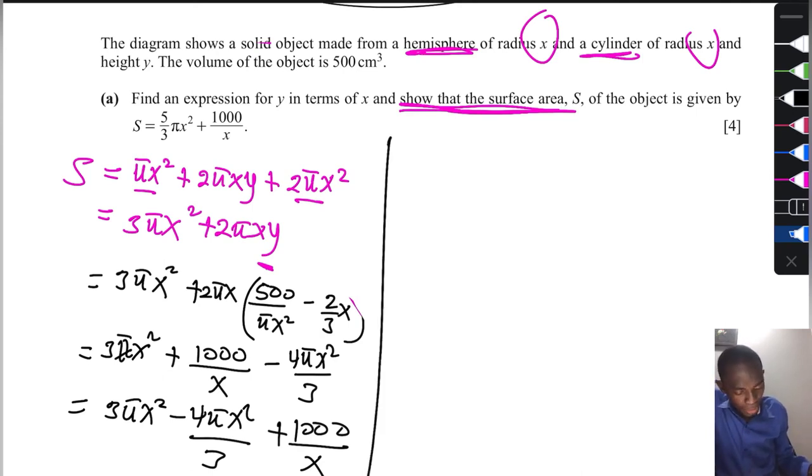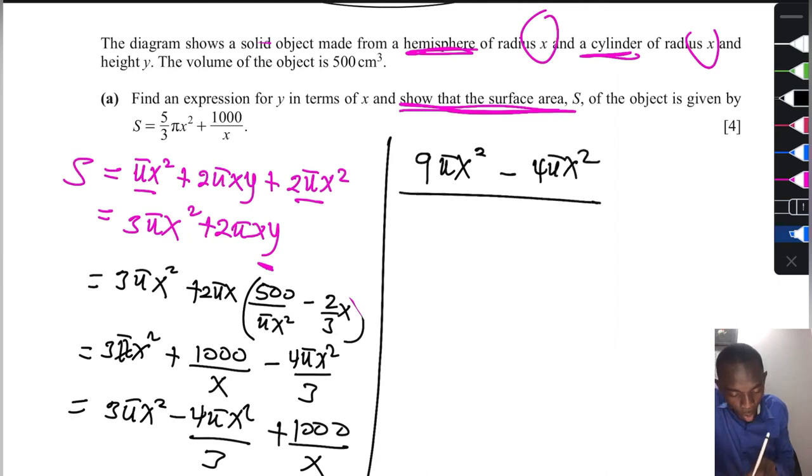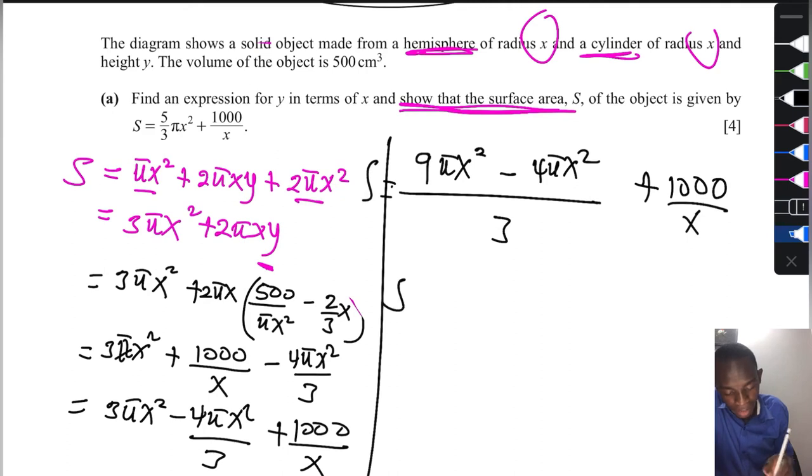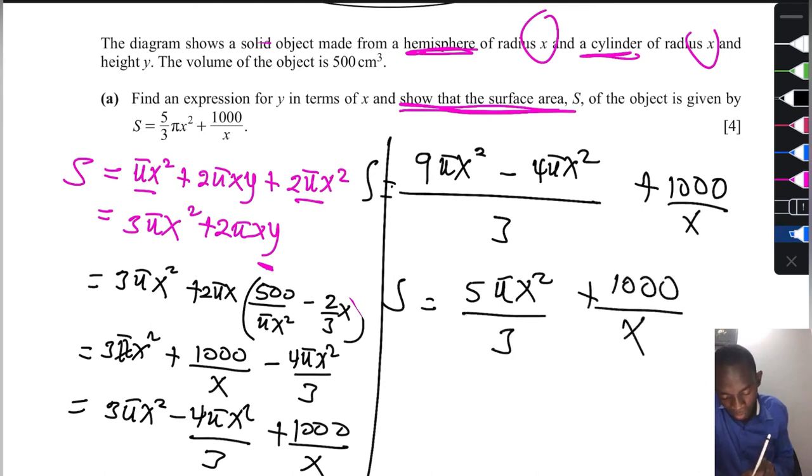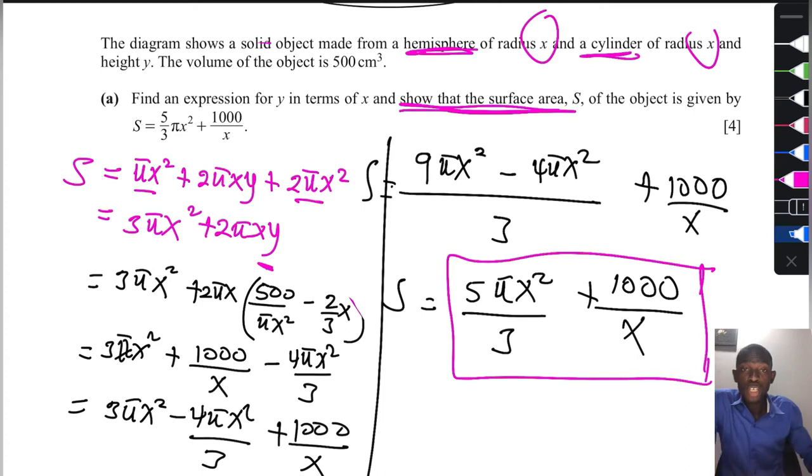So if we are working with the x squares, we should get 9 pi x squared minus 4 pi x squared all over 3, right? Plus 1000 over x. Okay, this is the surface area. So s is now 5 pi x squared over 3 plus 1000 over x. Sure, it seems like we got what they wanted. So this is how you actually go about it. You use everything given in the preamble to solve this particular question.